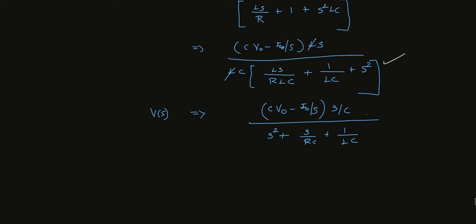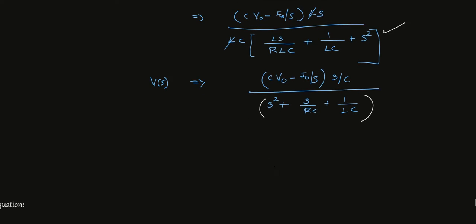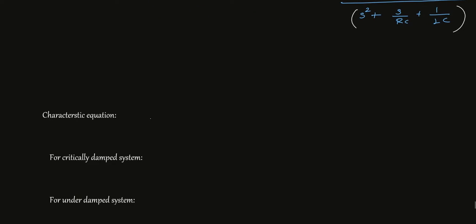V(s) is equal to, and this denominator will be our characteristic equation. So let us write the characteristic equation for this parallel RLC circuit. That is s square plus s by RC plus 1 by LC is equal to 0.